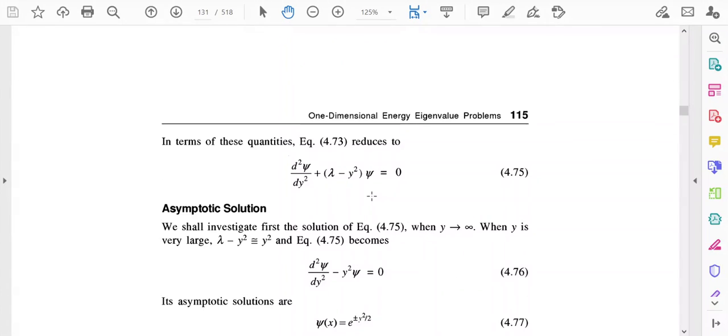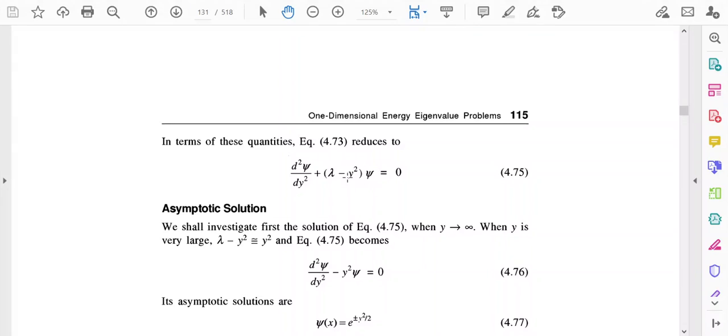Now what we have to do? We have to solve this equation, and the method of solving is the asymptotic solution. Asymptotic solution means it is close to the exact solution but it is not exact. So we shall investigate first the solution of this equation when y is very large, y tends to infinity.